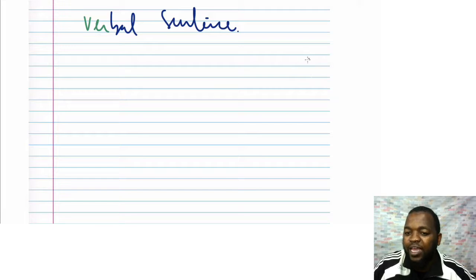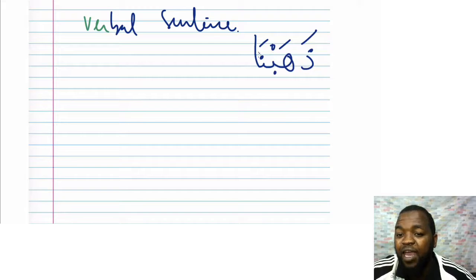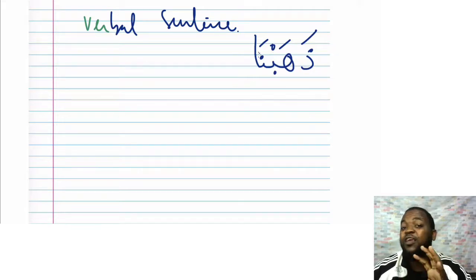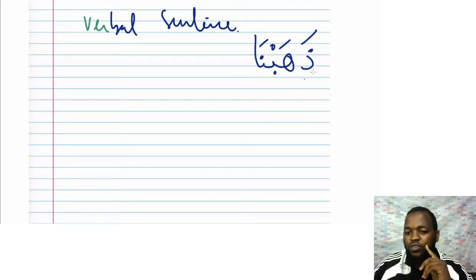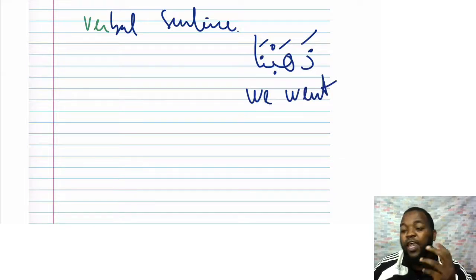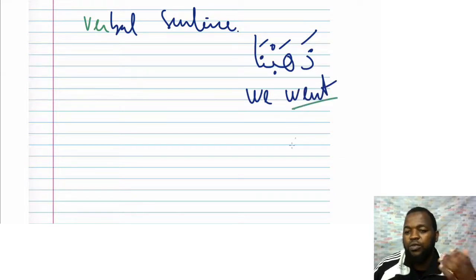So when I say ذهبنا, this is a verbal sentence. It contains the verb and the subject, the doer of the action. So ذهبنا means we went. If I ask you in English, what is the verb? You say the verb is here. What is the subject? The subject is here.